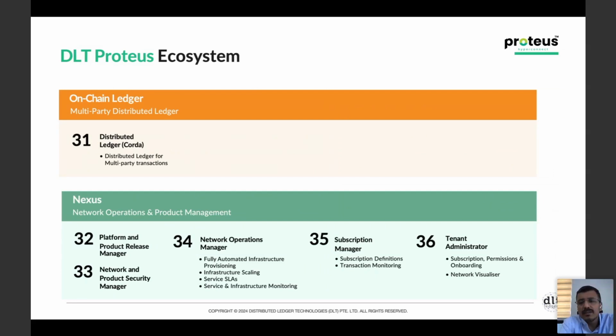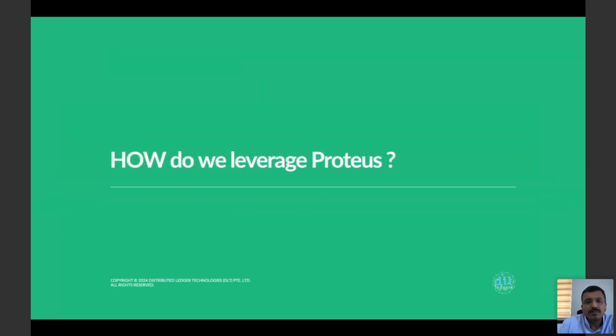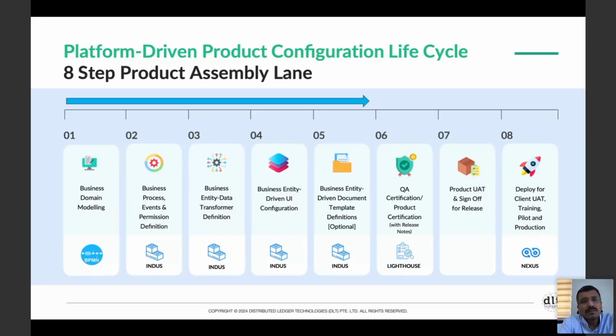Now, how do we leverage Proteus? It's actually a 5-step process when it comes to building products on Proteus. First, you do business domain modeling, meaning you understand your business domain, and then you list all the business processes and events and lay them out in simple BPMN diagrams. Then you list all the entity data transformation definitions, meaning you need to create new assets from old assets. You need those data transformers. Information from one asset needs to flow to the other asset in a very seamless way, so you need this mapping.